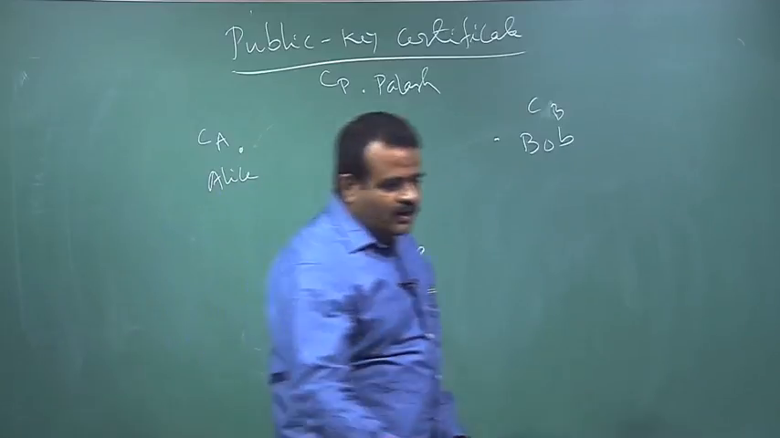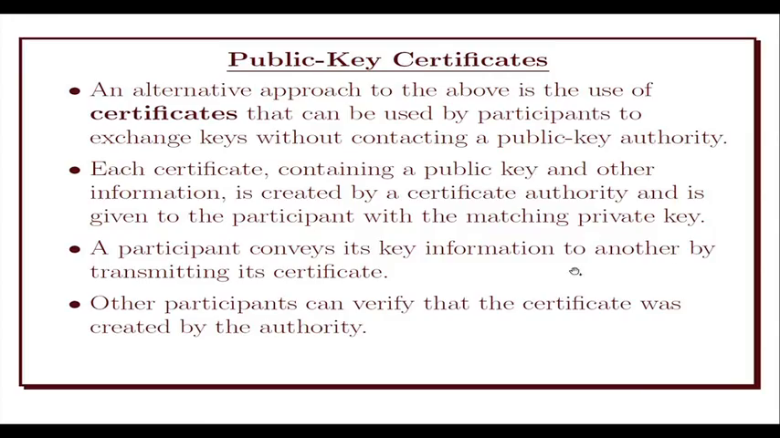Okay, so this is the way we generate the certificate. Each certificate, as we said, containing a public key and other information, is created by the certificate authority, and it is given to the participant with the matching private key. So, a participant conveys this key information to another by transmitting the certificate. The receiver can verify that the certificate was created by the authority.